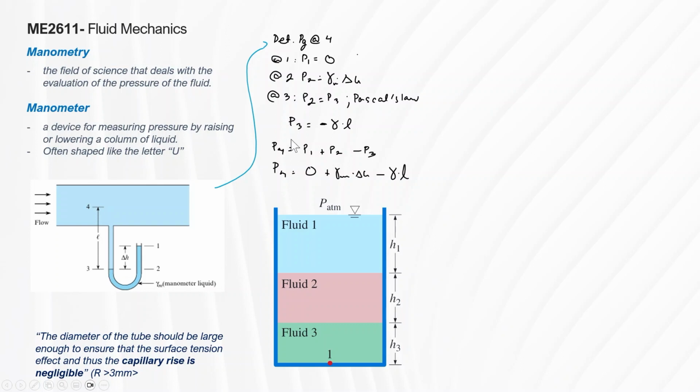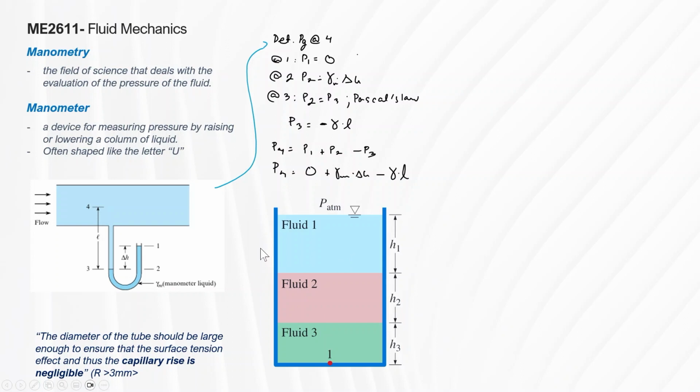And then from here, P3 is also negative gamma times yung length niya dito kasi it's basically opposite. Okay? And then from there, P4 is just simply P1 plus P2 minus P3. Okay? And then P4 here is 0 plus gamma m times delta h minus gamma times L. That's how you get yung gauge pressure. Put it simply, dadaanan natin ulit.